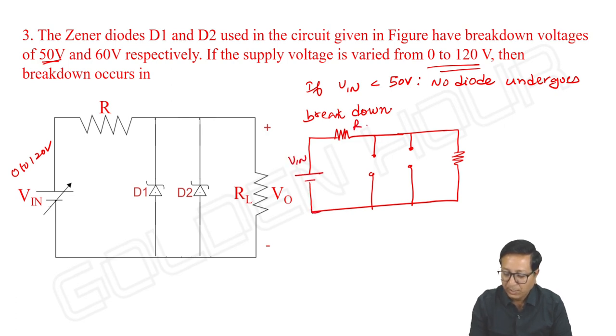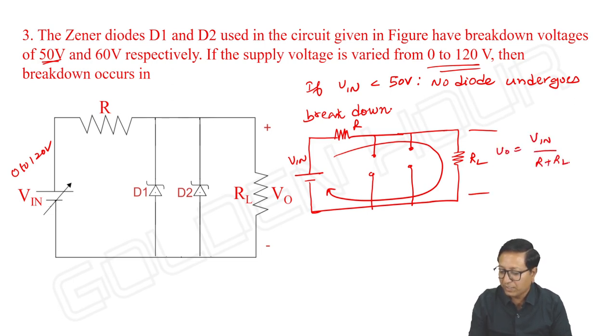V input, R, RL, entire current goes like this. So our output is equal to V input by R plus RL into RL. Like this we can take. It looks like less than 50 volts, maybe.